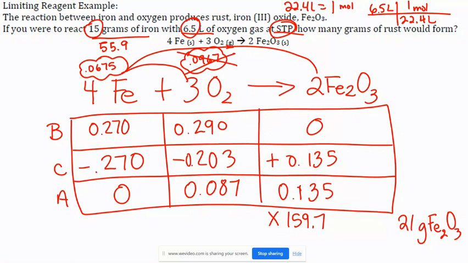So questions on this before we move into combustion analysis, and you're gonna want to kill me.